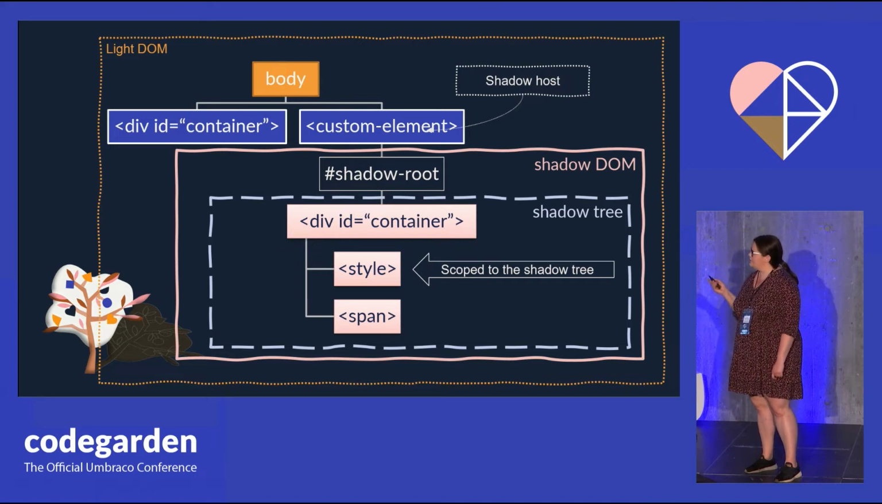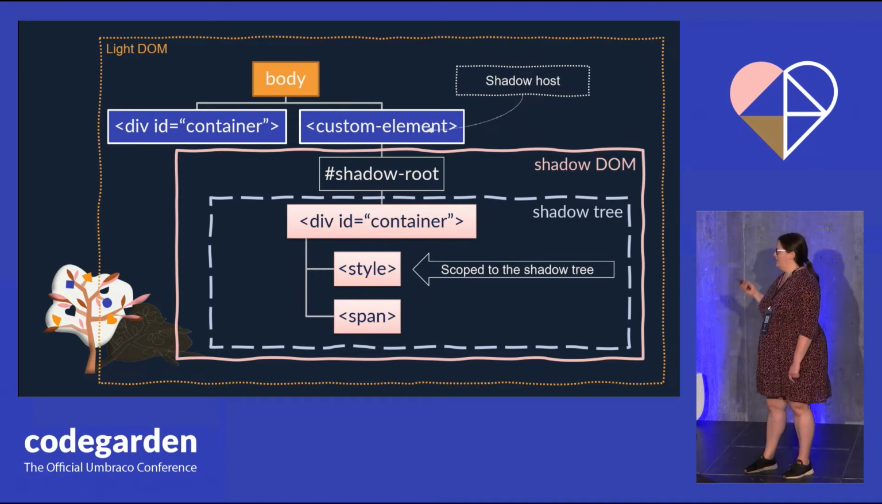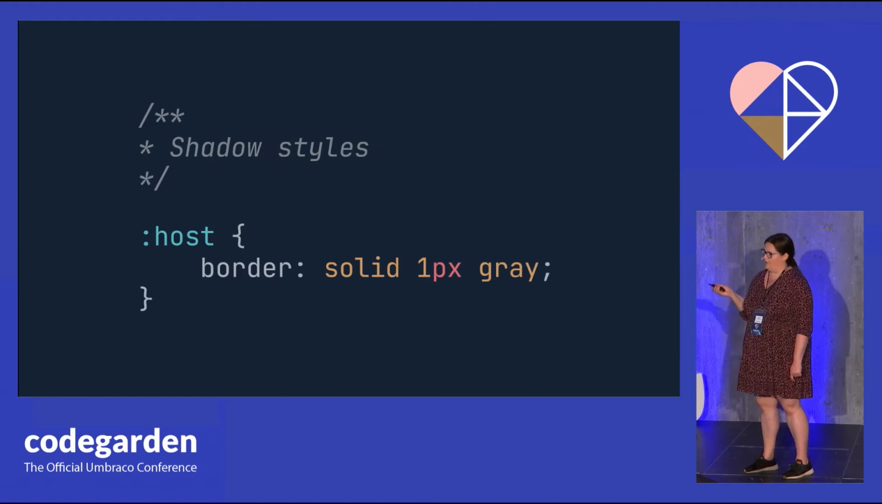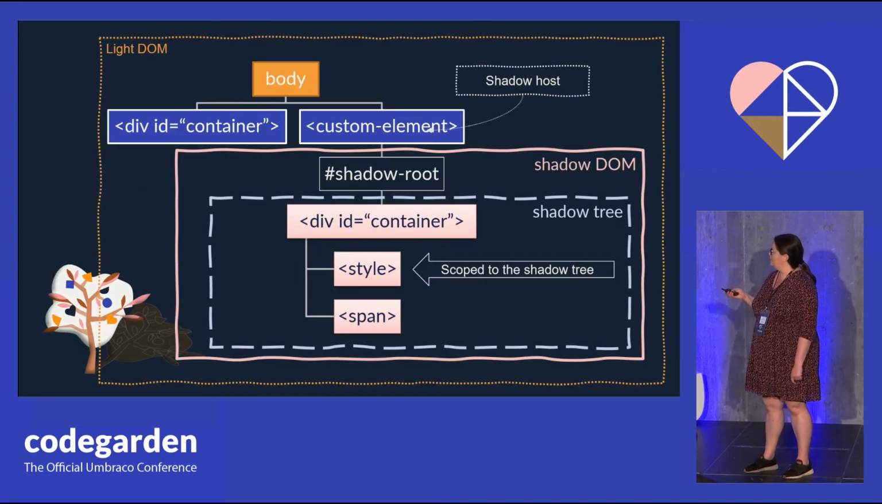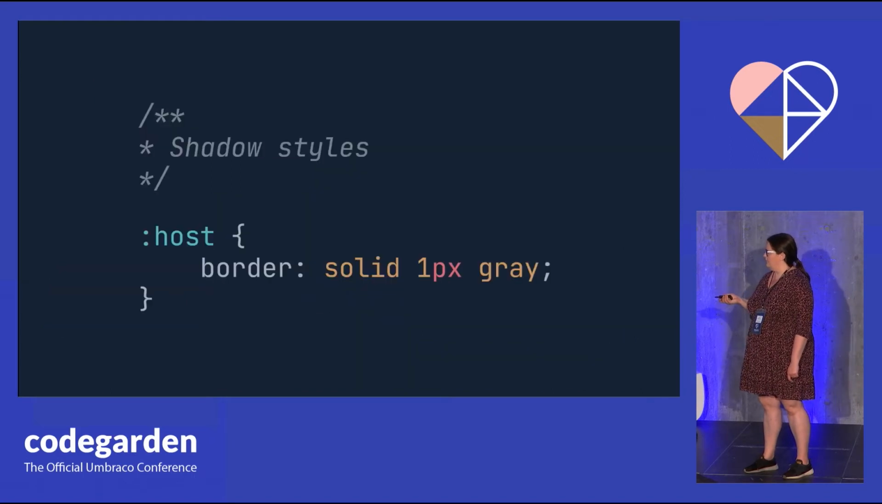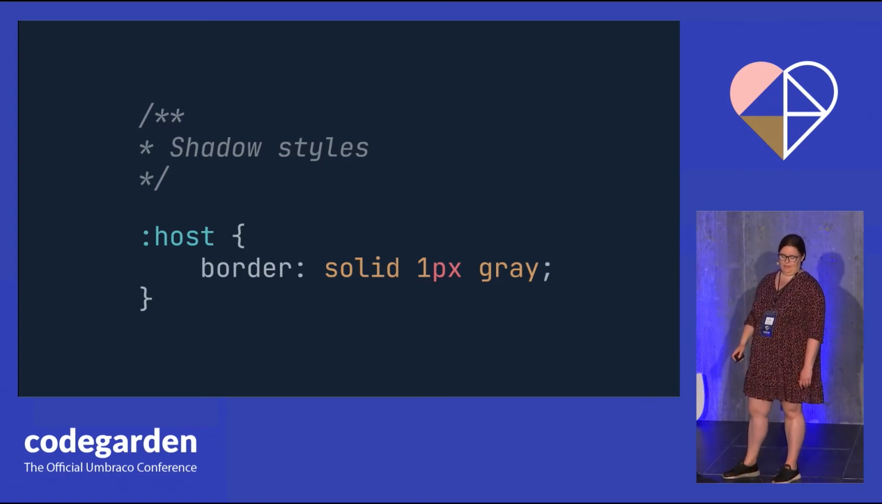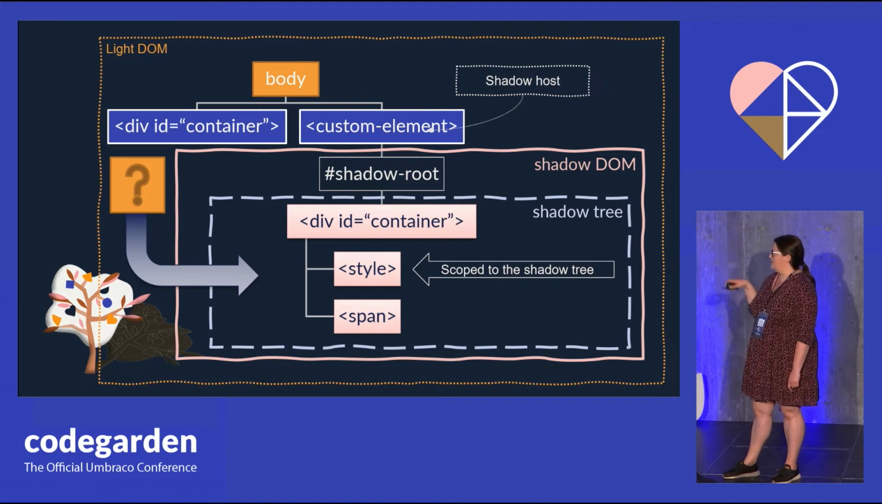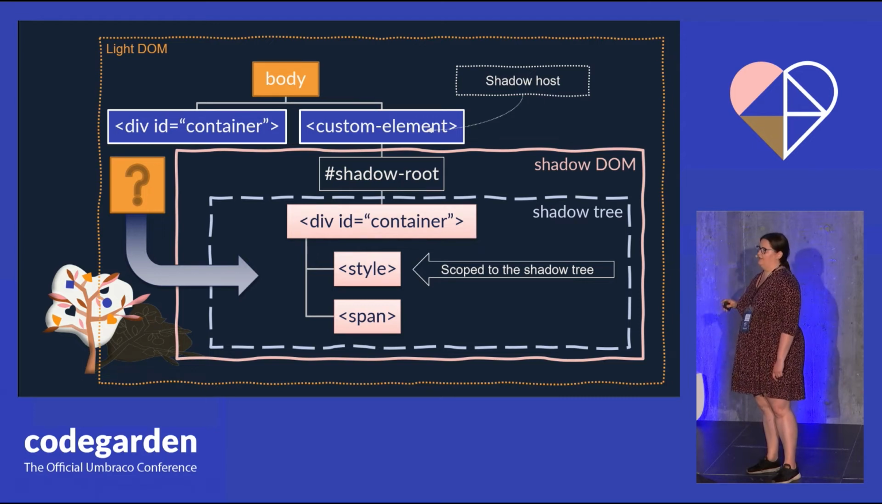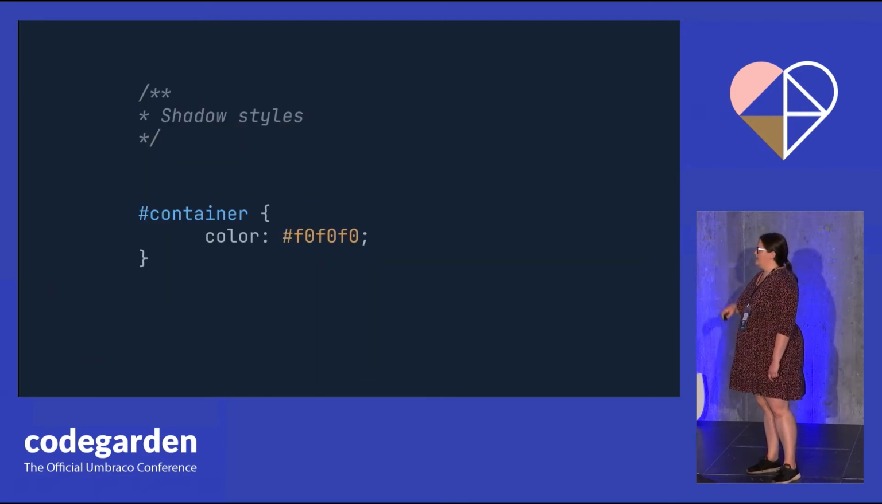There are, of course, some exceptions from the nothing in, nothing out from the shadow DOM rule. We can, for example, style our host element, so this one here, from within the shadow DOM with the host selector, and those styles we can overwrite from the light DOM level. But is there any way to actually go in and style this div with ID of container from the light DOM level? There is one thing that leaks into the shadow DOM.